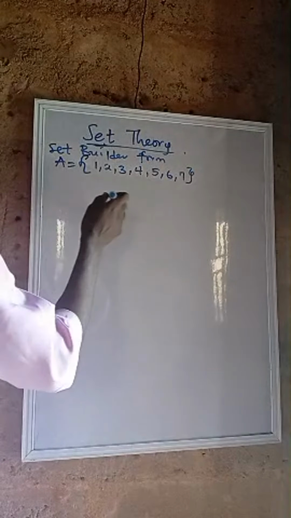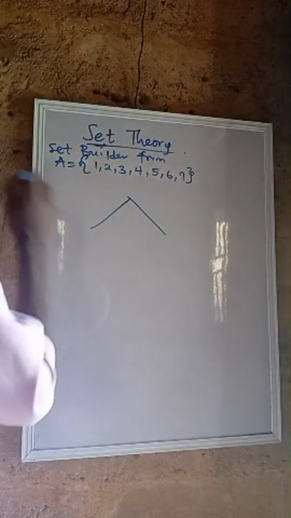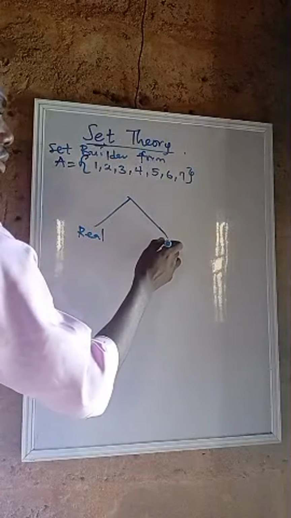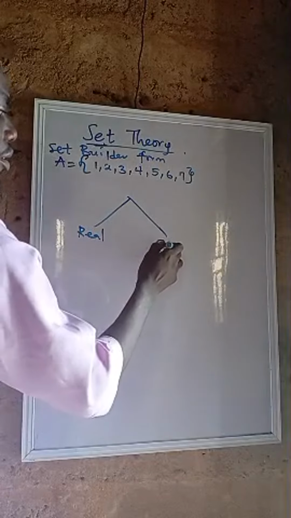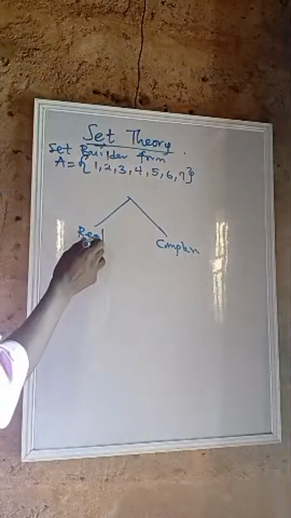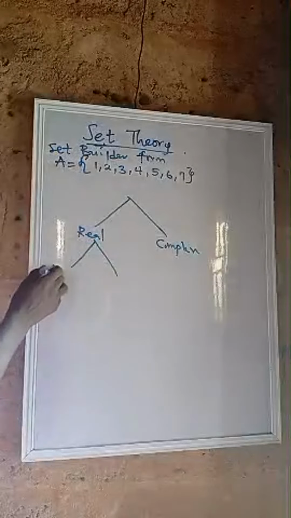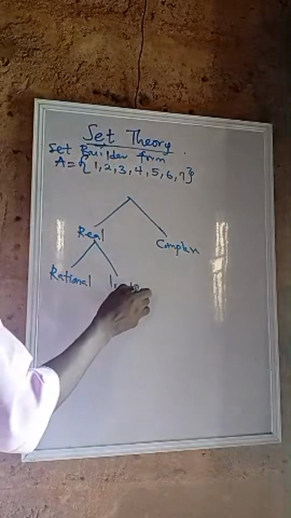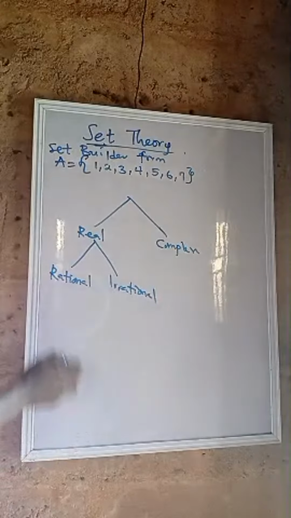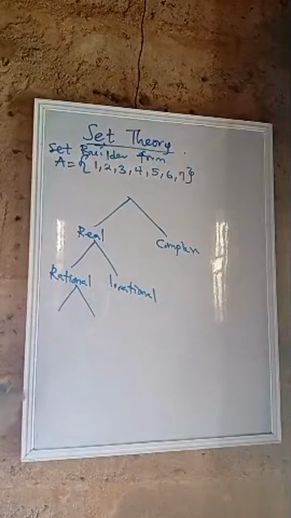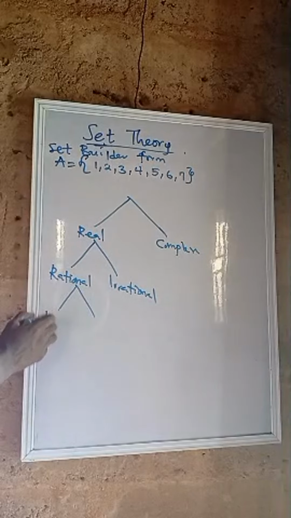Remember, we have the classification of numbers. You have your real numbers and those numbers that are not real, the complex numbers. Under the real numbers, you have the rational and you have irrational. And for the rational, under this you have your integers.